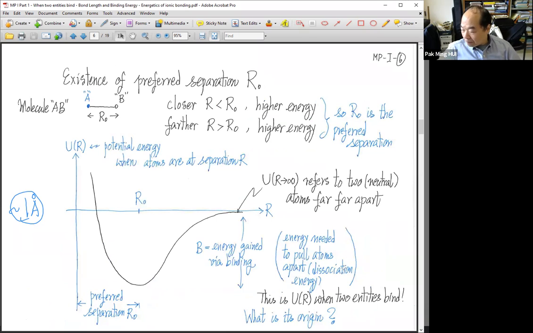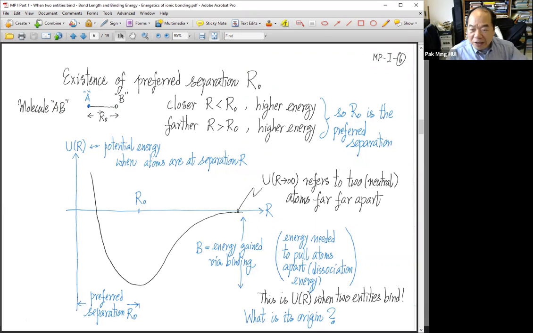So now, there's an experimental fact that between two nuclei, there is a preferred separation. Then next concept. Here, there's an abstract molecule that I call the AB molecule. Don't take this as boron. A and B are just dummies, okay? So I have an A and a B. And we know that nature will select a preferred separation, an equilibrium separation.